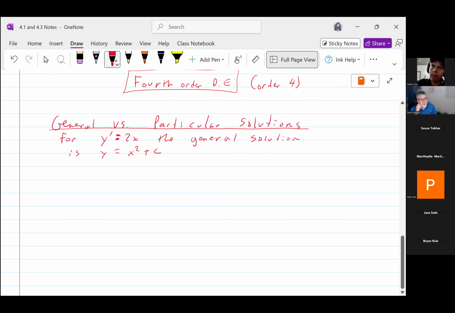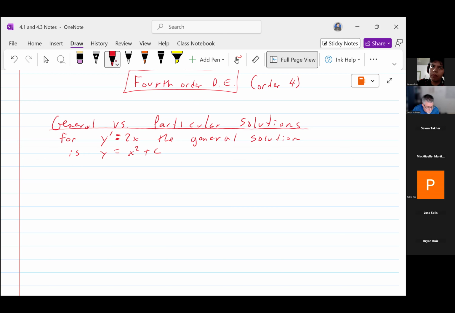We could easily get that from integrating 2x, right? If we integrate 2x, we get x squared plus c. So y equals x squared plus c. If I take the derivative of that, I get y prime equals 2x. Because of that constant, it doesn't produce just one curve. It produces what's called a family of curves, an infinite number of curves that all have the same shape but are shifted in the y direction.